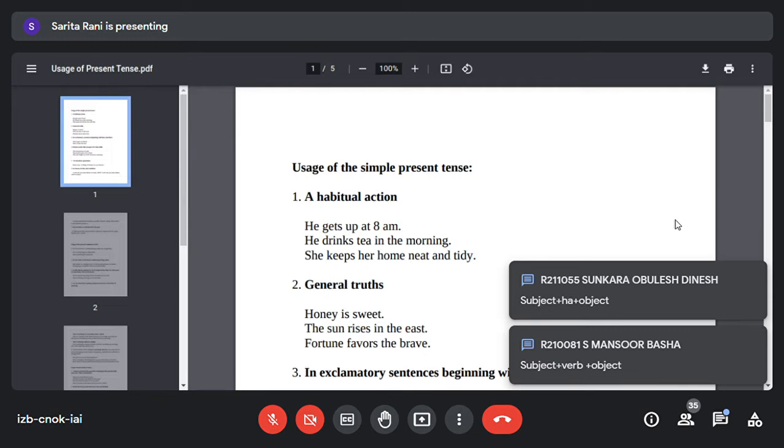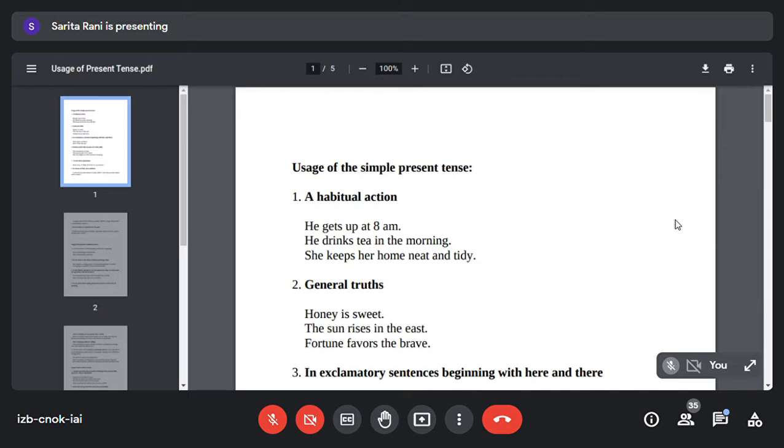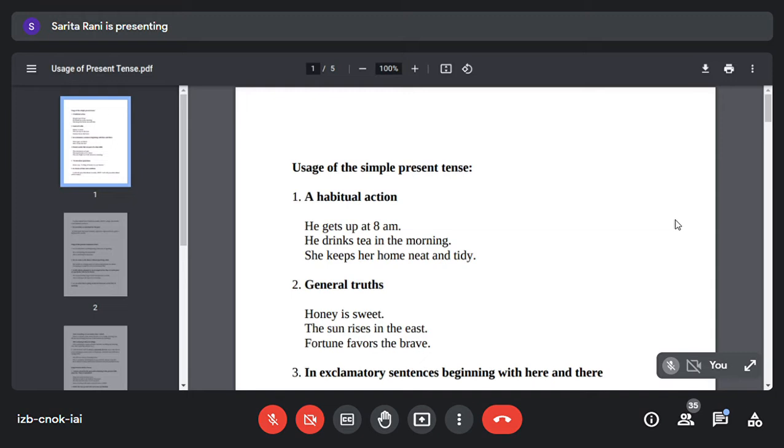So what is the structure of simple present? Subject plus V1. Object we can write or we do not write. It is optional, because in some sentences there will be no object, and in some sentences the object will be there. So object is optional. But the main structure is subject plus V1.